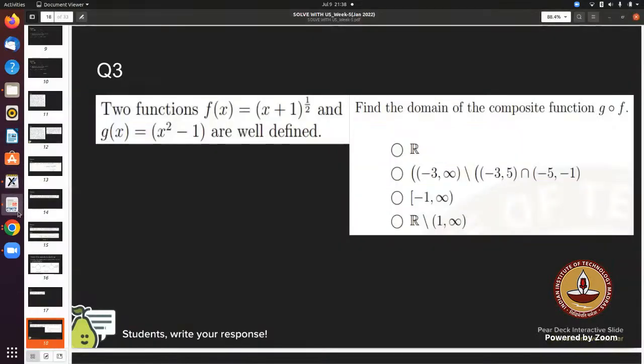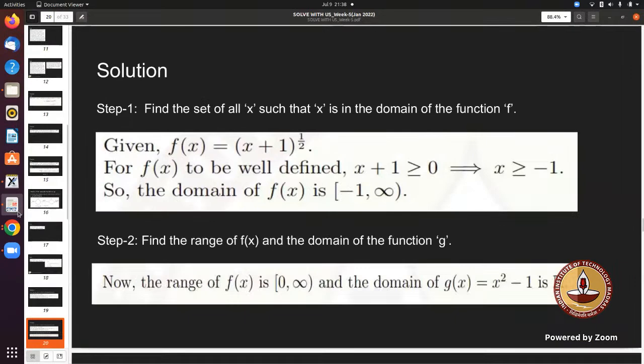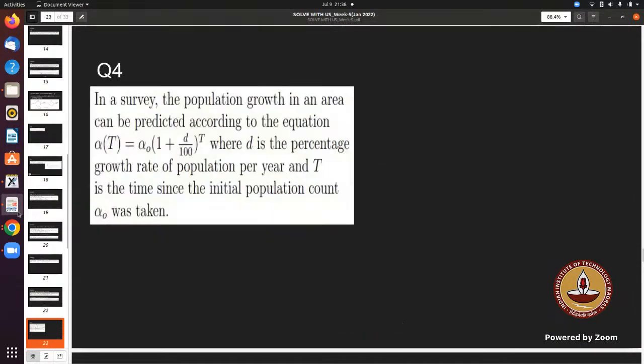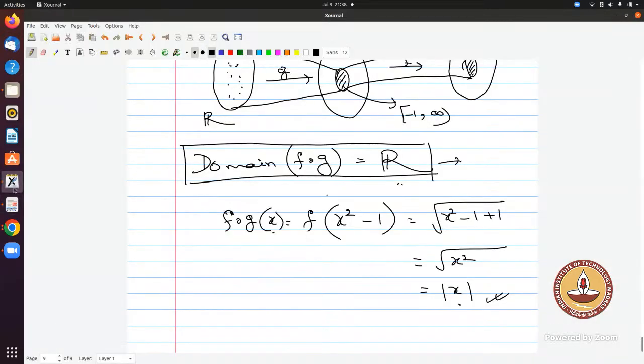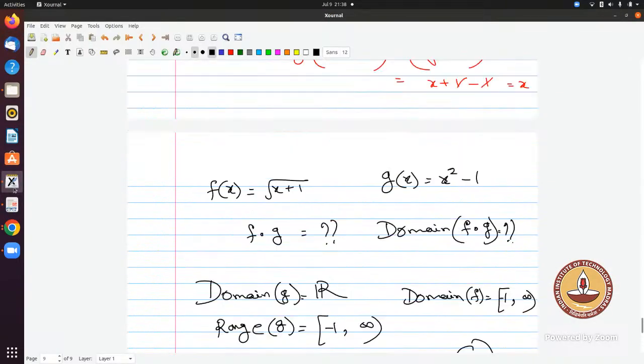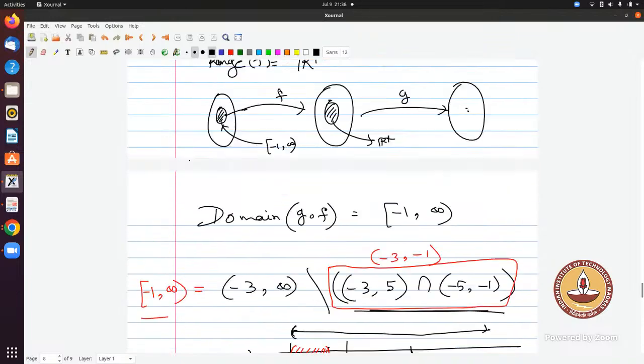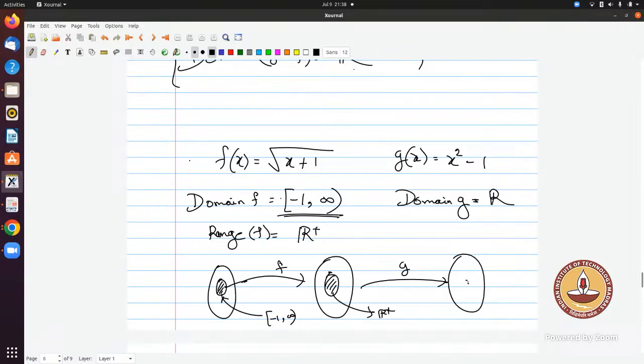So let's move on to the next one. Sir, this was not clear to me. Which one? Sir, g of f, the domain. G of f domain, right? Sir, how will it be minus 1 to infinity? What is the domain of f? Minus 1 to infinity.